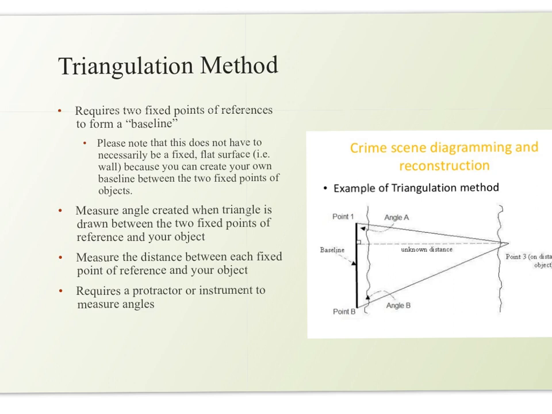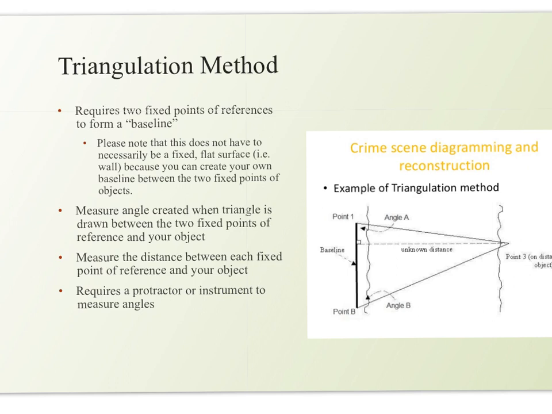The second method we're going to be talking about is the triangulation method. It's a little bit more complicated, in the sense that you have to use something to measure an angle. So it's something like a protractor or another instrument to measure an angle. And it requires only two fixed points of references. So you don't actually have to have a flat surface at all in this instance. You just have to have two immovable objects, essentially.